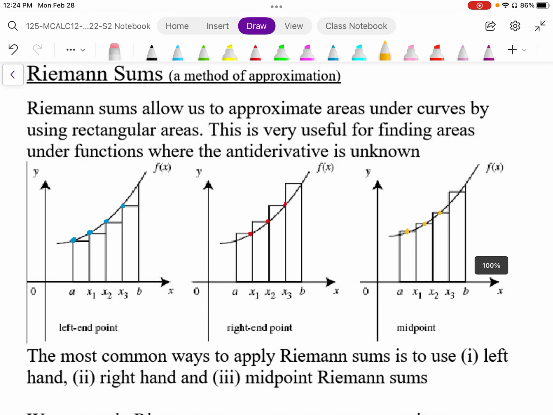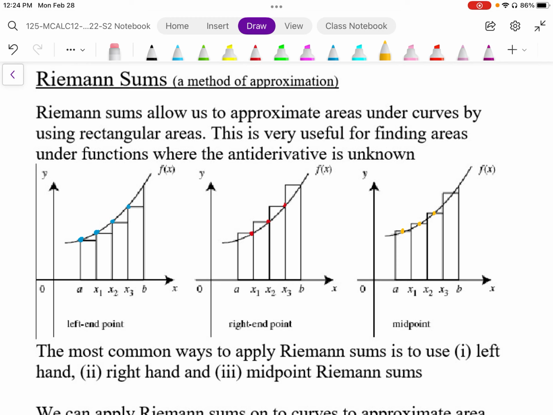So again, it's important to make sure we're clear: are we using a left edge, right edge, or middle to calculate the height of the rectangles? Then we multiply that by the width to get the area of each rectangle, and then we sum it up.